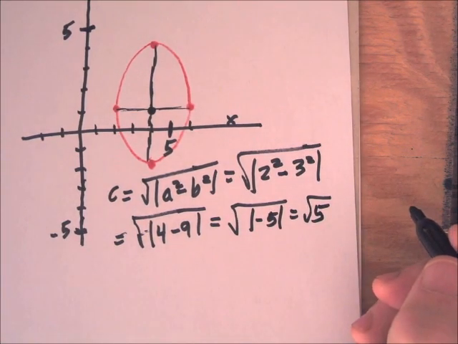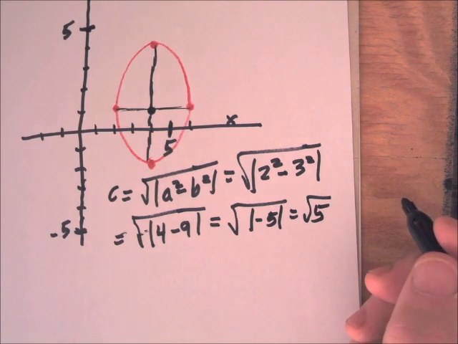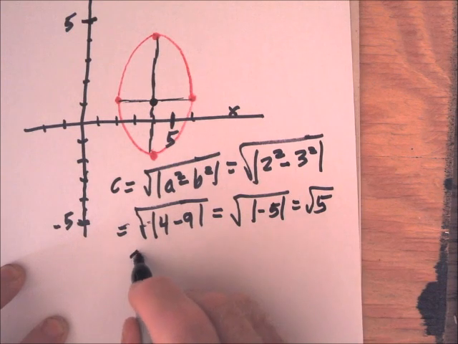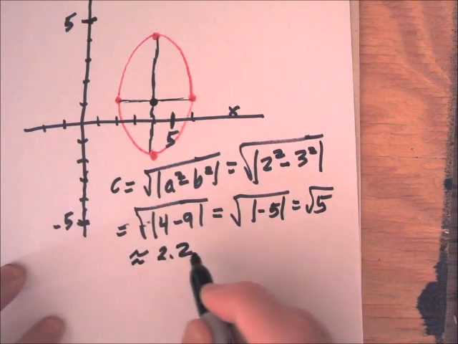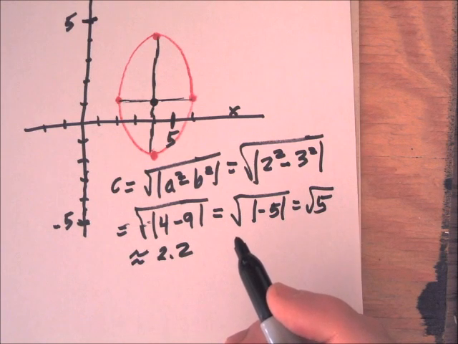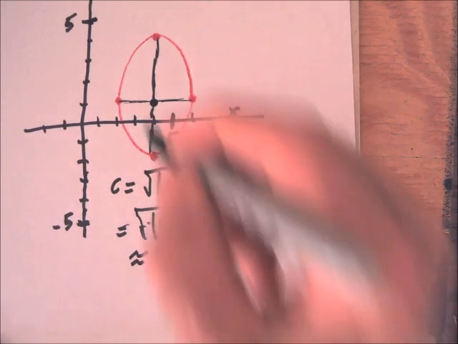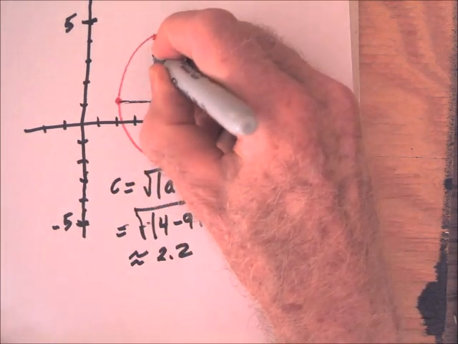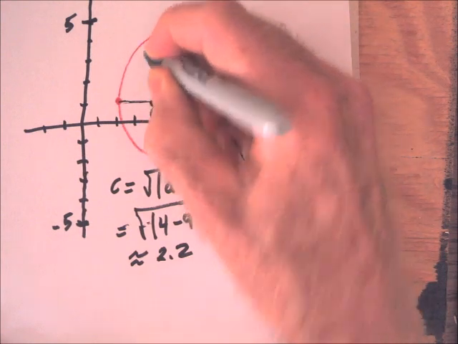You could do a trial and error: 2 squared is 4, 3 squared is 9. It's going to be approximately 2.2. You can do a trial and error there. The foci are located along the major axis. So from the center along the major axis, we want to go up 2.2 and down 2.2.